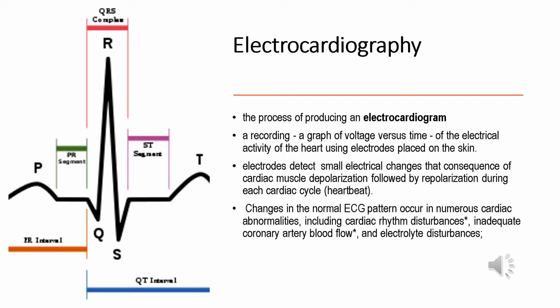So electrocardiography is the process of producing an electrocardiogram. It is a recording, a graph of voltage versus time, of the electrical activity of the heart using electrodes placed on the skin. These electrodes detect small electrical changes that are consequences of cardiac muscle depolarization followed by repolarization during each cardiac cycle, or heartbeat. The changes in the normal ECG pattern occur in numerous cardiac abnormalities, including cardiac rhythm disturbances, inadequate coronary artery blood flow, and electrolyte disturbances.